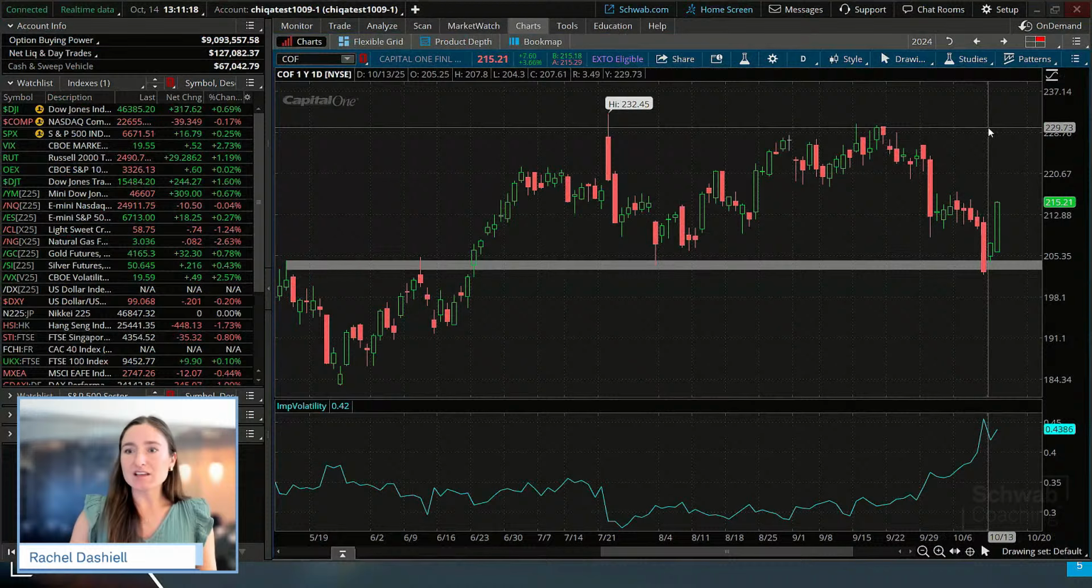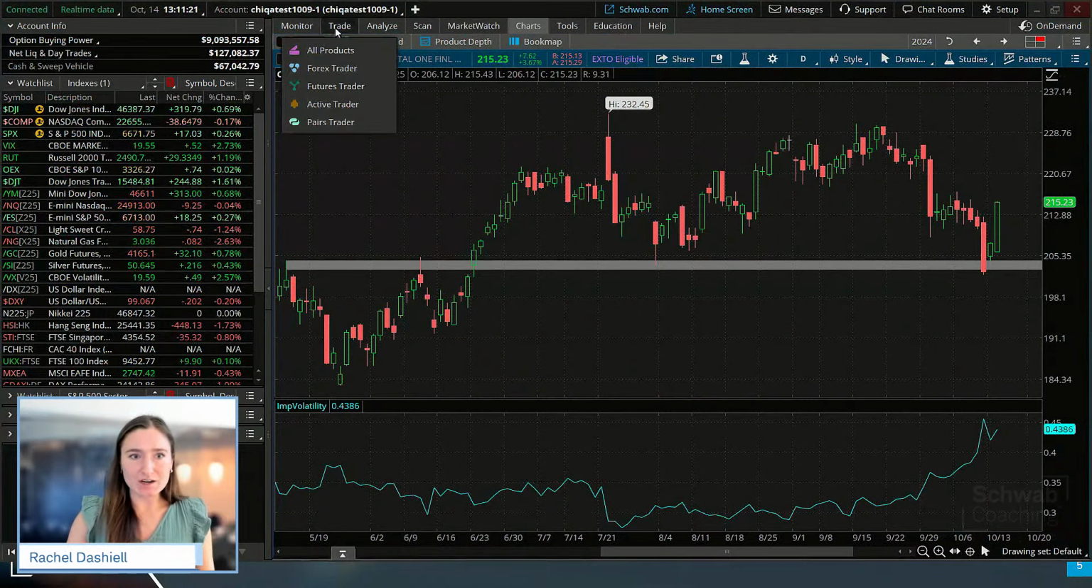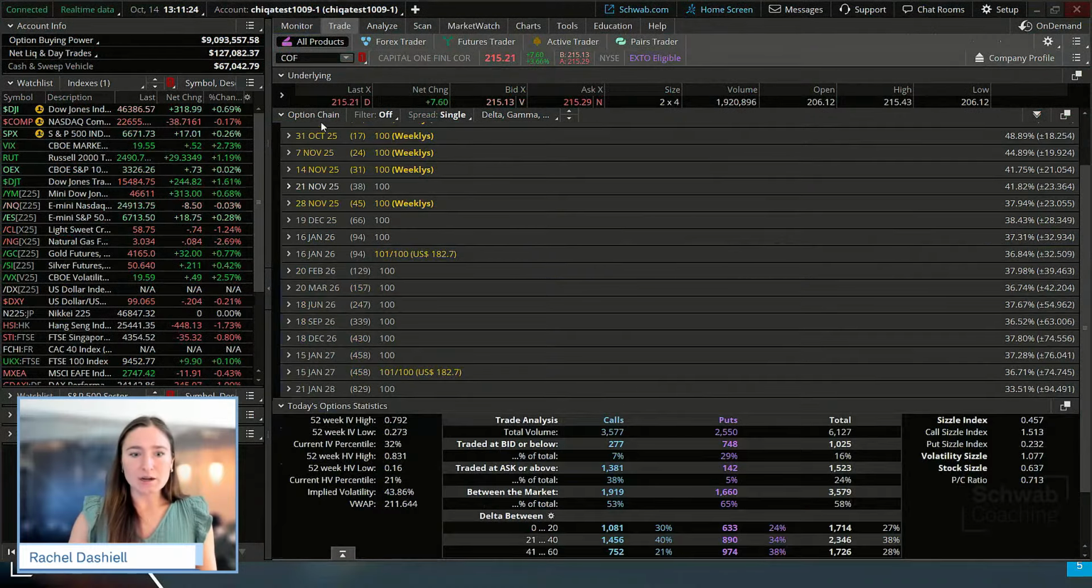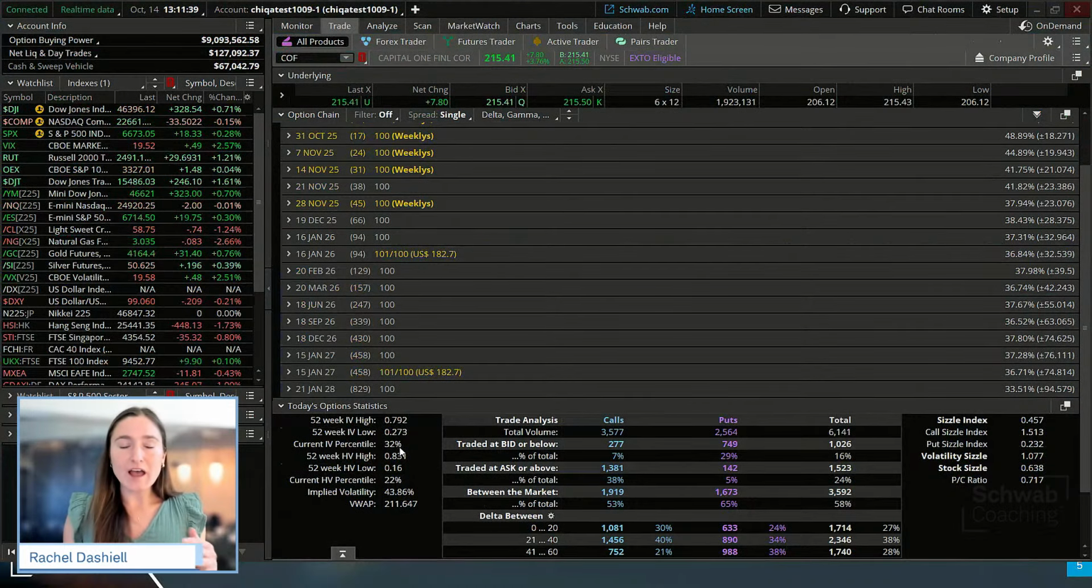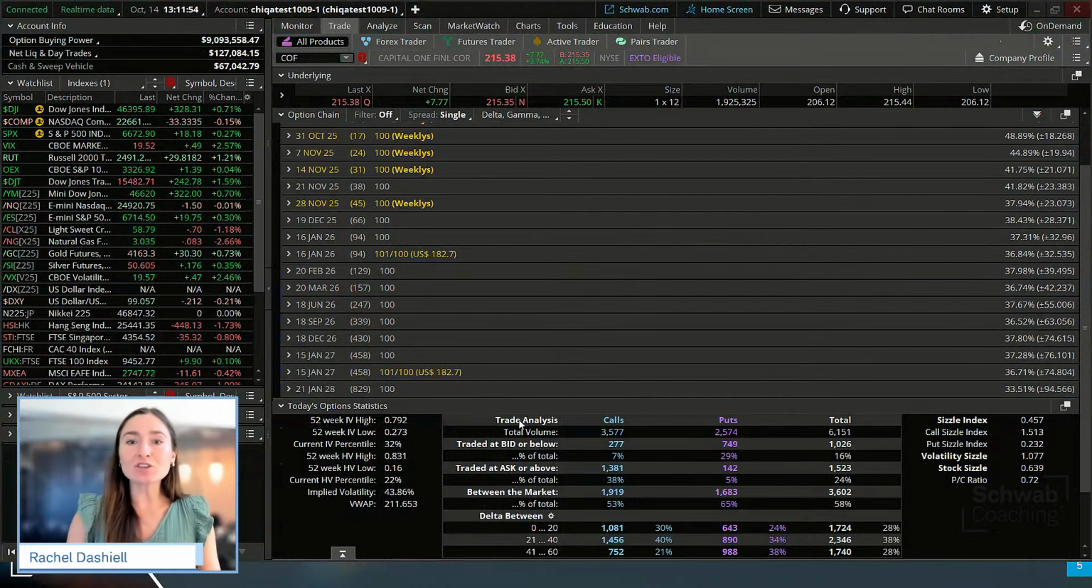So a couple considerations that we're going to look at when we pivot here to the option chain. So I'm going to go to trade all products, and I'm going to take a look at the current implied volatility percentile, because we talked about last week how the implied volatility percentile basically takes that chart that we just saw in the last chart. It takes the entire range of implied volatility levels that we've seen for Capital One Financial over the last year, and it's going to put that on a ranking system to compare today's level of volatility compared to where it's been over the past year. And it's telling us that it's in a 32 percentile. So it's still in the lower third. It's higher than it was just a few days ago, but it's still in the lower third there.